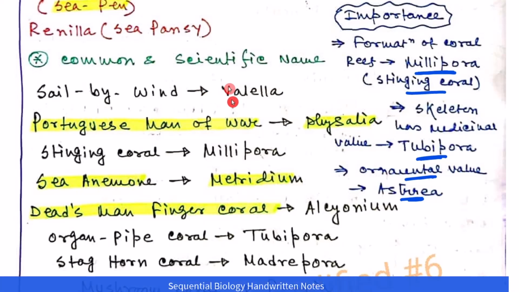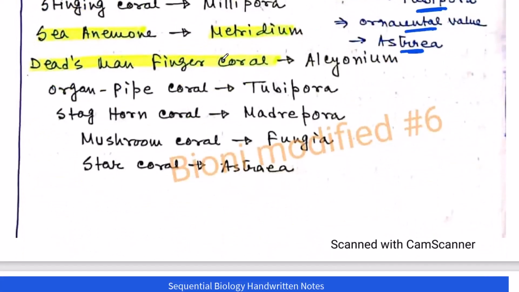The by-the-wind sailor is called Velella. And the Portuguese man-of-war is Physalia. Millepora is the stinging coral, and Metridium is called the sea anemone. This is a solitary Anthozoan. And Alcyonium is called dead man's finger coral. And Tubipora is called organ pipe coral. This organ pipe coral also has medicinal value. And Madrepora is called the staghorn coral, Fungia the mushroom coral, and Astraea the star coral.